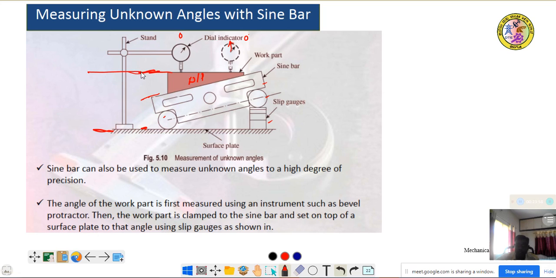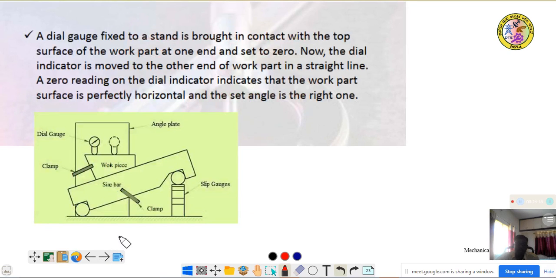Very important thing. Then, based upon that, I am going to place the slip gauges. Like that, I am going to measure the angle theta. In this way, we are going to measure the unknown angle by using a sine bar.